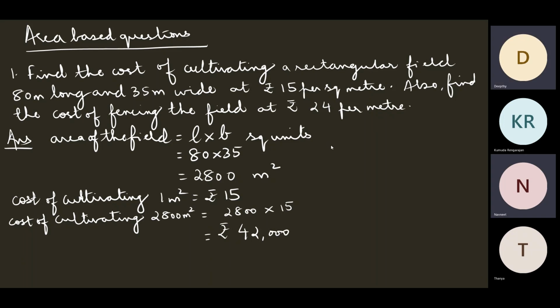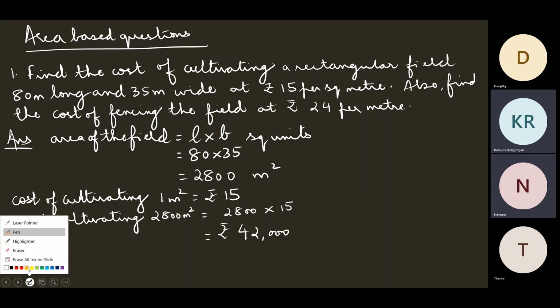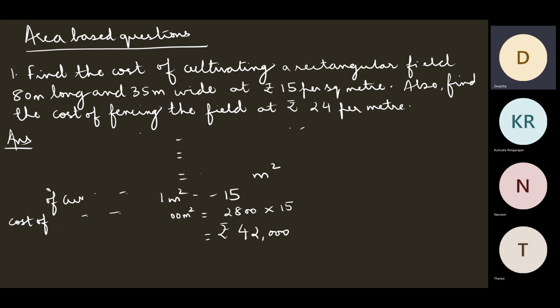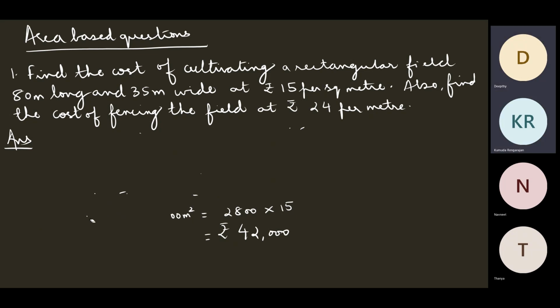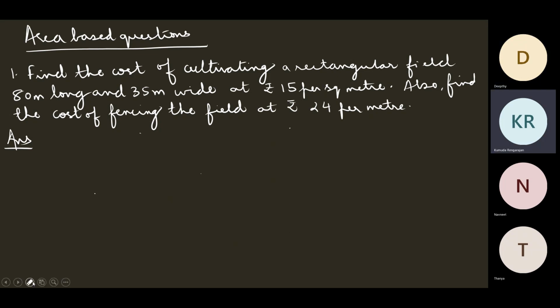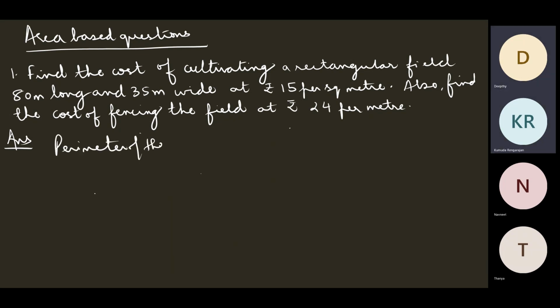Yes, ma'am. So what is the perimeter of the field? Deepthi, read out your steps. Perimeter of the rectangular field equals 2 into L plus B. Very good. Equals 2 into 80 plus 35. One minute, I just want to write along with you. Perimeter of the rectangular field is equal to 2 into L plus B.